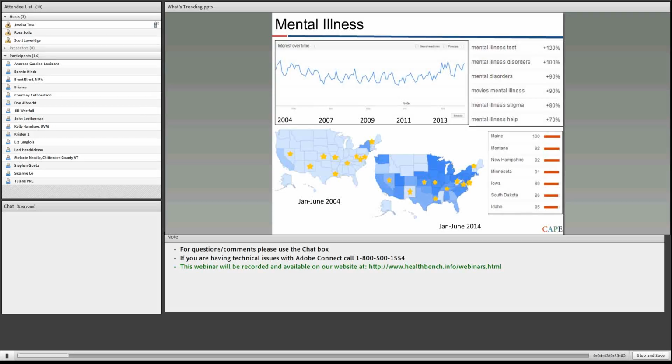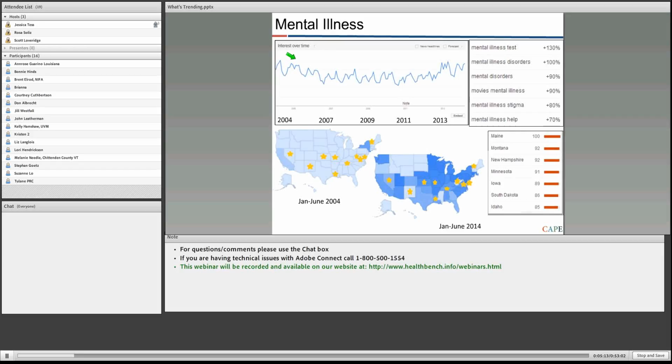So here's our first example of some of that information you can find through Google Trends. One search term I've put some metrics together for is the term mental illness. And if you can see this top left image, this graph I've got going, this is the total volume of search terms for mental illness in the United States. Thanks, Scott's got the arrow going for me.